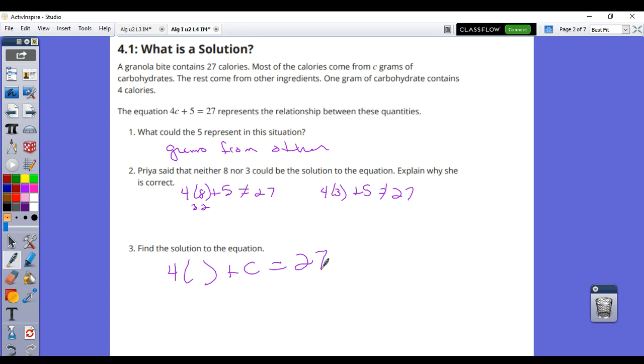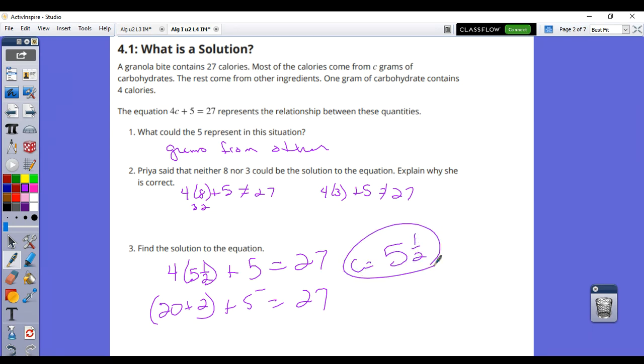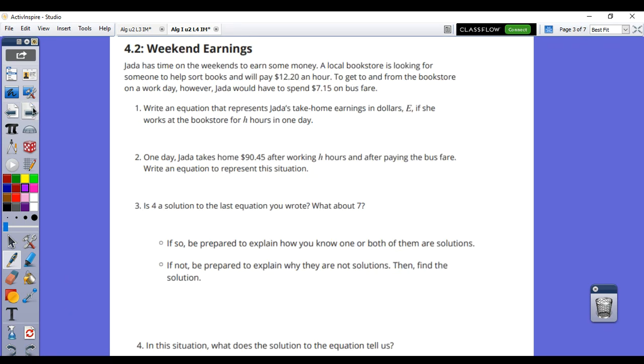How about 5 and a half plus, let's see, I made a mistake here, not plus C, but plus 5. So 4 times 5 is 20. 4 times a half is 2. Okay. Plus the 5 does give you the 27. So what works is that the C would have to be 5 and a half. Lots of different ways to do that. I just kind of did a guess and check and tried to figure it out. Hopefully you know how to use some algebra skills to get it as well.